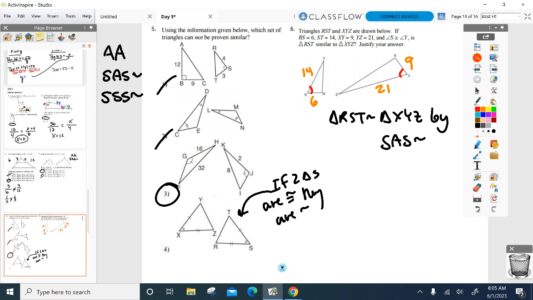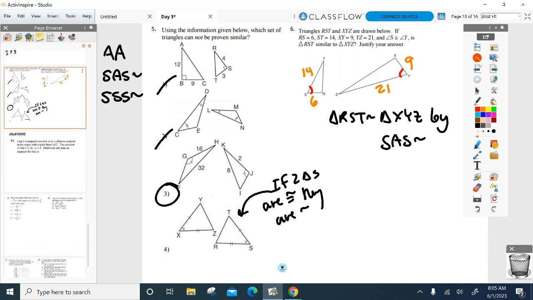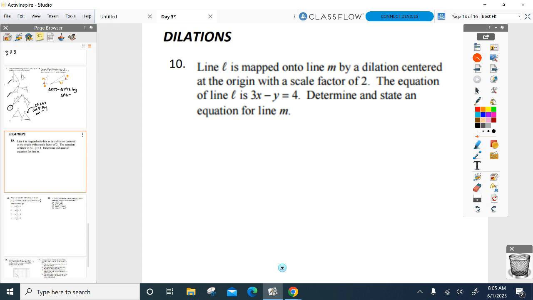Last topic here today, dilations, dilating a line. So here's line L, 3x minus y equals 4. We're going to dilate it by 2. What's the equation of the new line? First thing we want to make a note of. Dilated lines are parallel to each other.